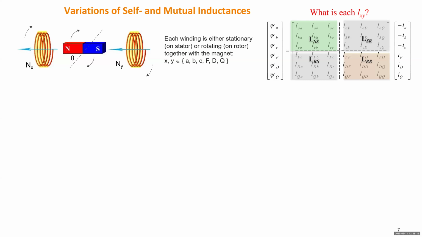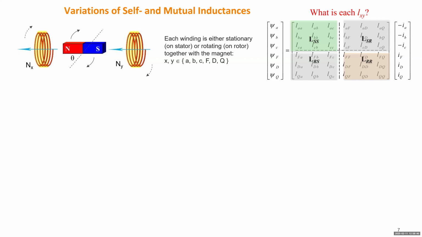So which means the flux linkage vectors can be represented by this vector with 6 elements from side A, side B, side C, and capital F, capital D, and capital Q. So capital letters indicate rotor windings, and lowercase letters indicate stator winding. Similarly, we have also the vector on the current.